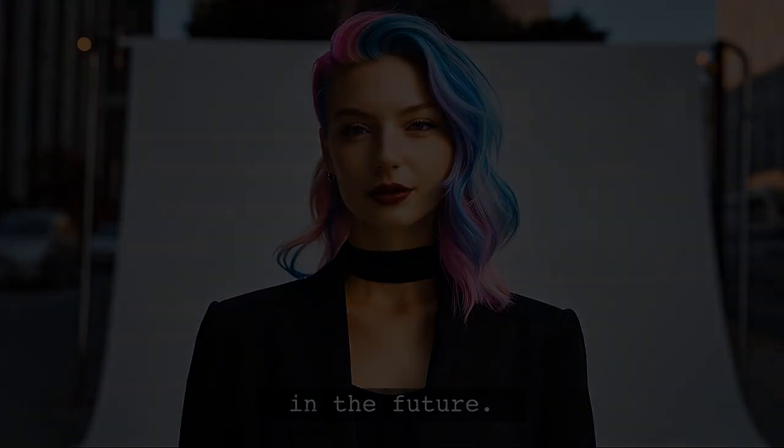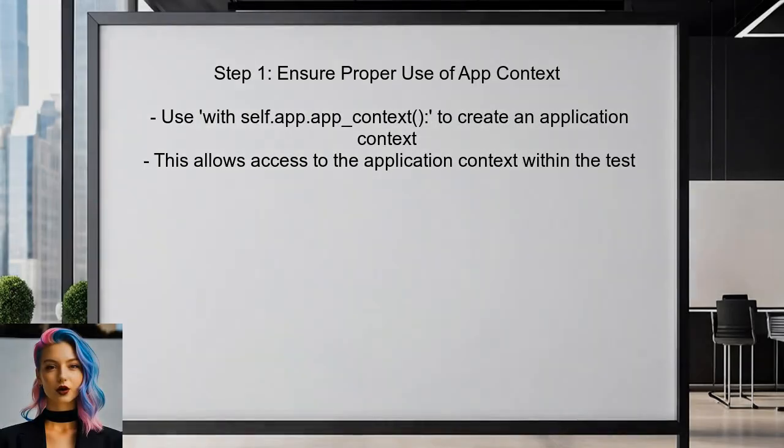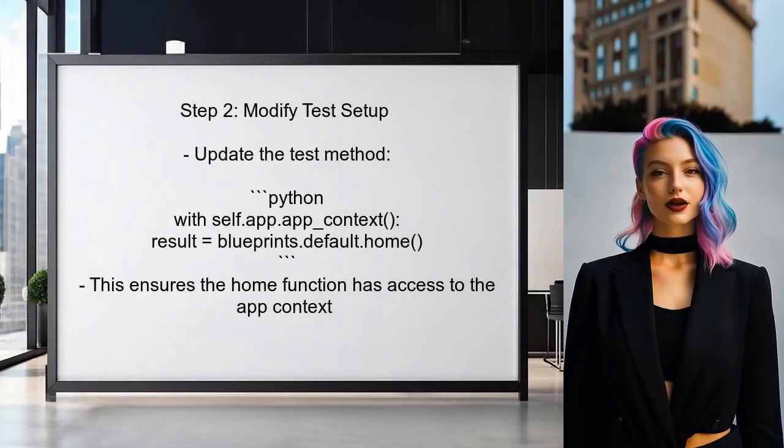To resolve the issue with the FlaskClient object not having an app context, the user should ensure that they are correctly using the app context in their test setup. Next, the user should modify the test setup to include the app context when calling the home function. This is crucial for accessing application-specific features.